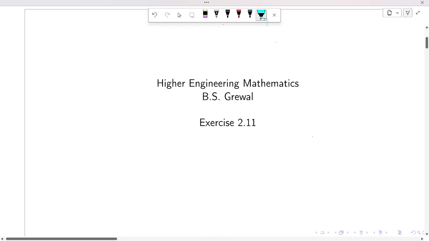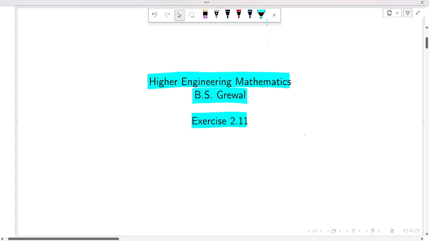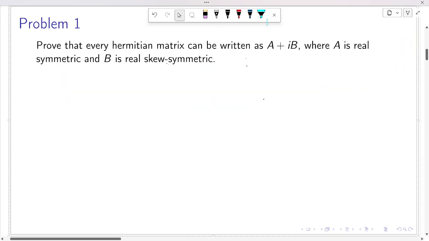Hi everyone. In this video, we will solve the exercise 2.11 of Higher Engineering Mathematics by B.S. Grewal. And we will try to write the detailed solution of each problem. Let us start from the first problem.